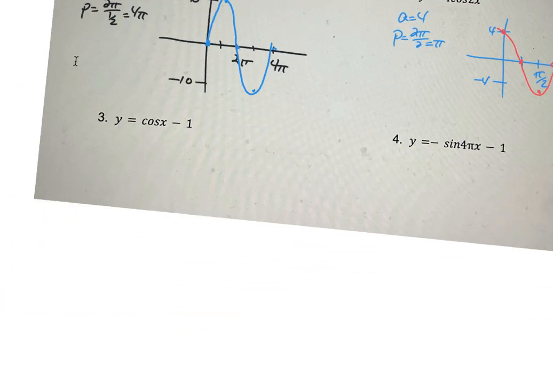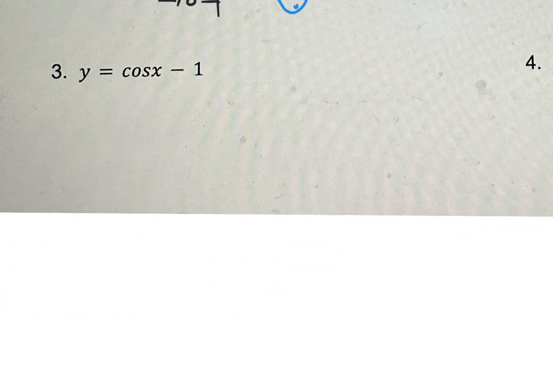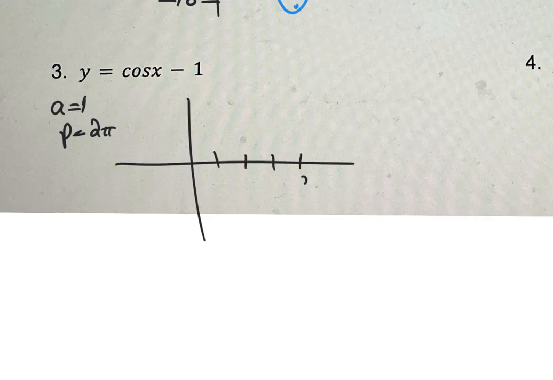Number 3. Getting a little more fancy now, not really. Amplitude is 1. There's no number in the front. Period: there's no number in front of the x. This is 2 pi. So I'm drawing cosine again. Going 2 pi, 1 pi, up 1. I got a feeling I may need to go down another one in a minute. So it's cosine. Again, cosine starts at 1 and goes down, up. But that minus 1 out there is going to shift everything down 1. So I'm taking all those points down 1. Connect the dots.